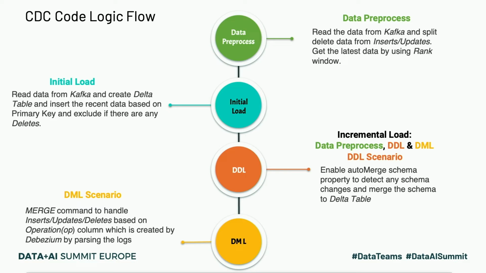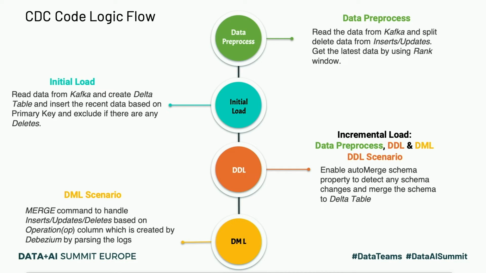The reason to understand this is our complete code logic flow depends on this information. Now let's see the high level code logic flow in Spark streaming while processing the microbatch. In data preprocessing, split the data into two parts. One will have inserts and updates and the other part will have only deletes.